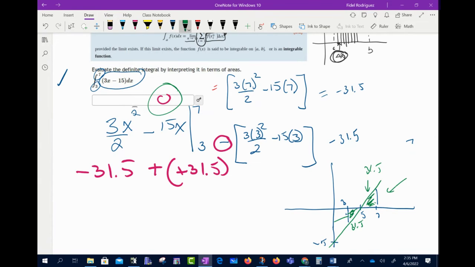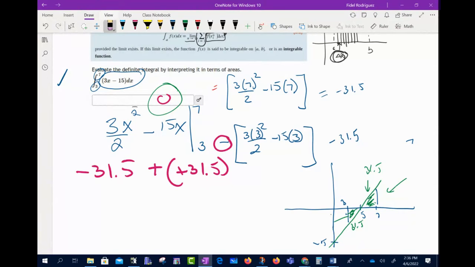But that's all it is I'm really doing. I'm just evaluating this integral. If I end up with 0, then that's what I end up with. I end up with 0, okay? But that's basically what was happening here. And all I had to do was just integrate this and evaluate it at each of those two numbers and subtract it.